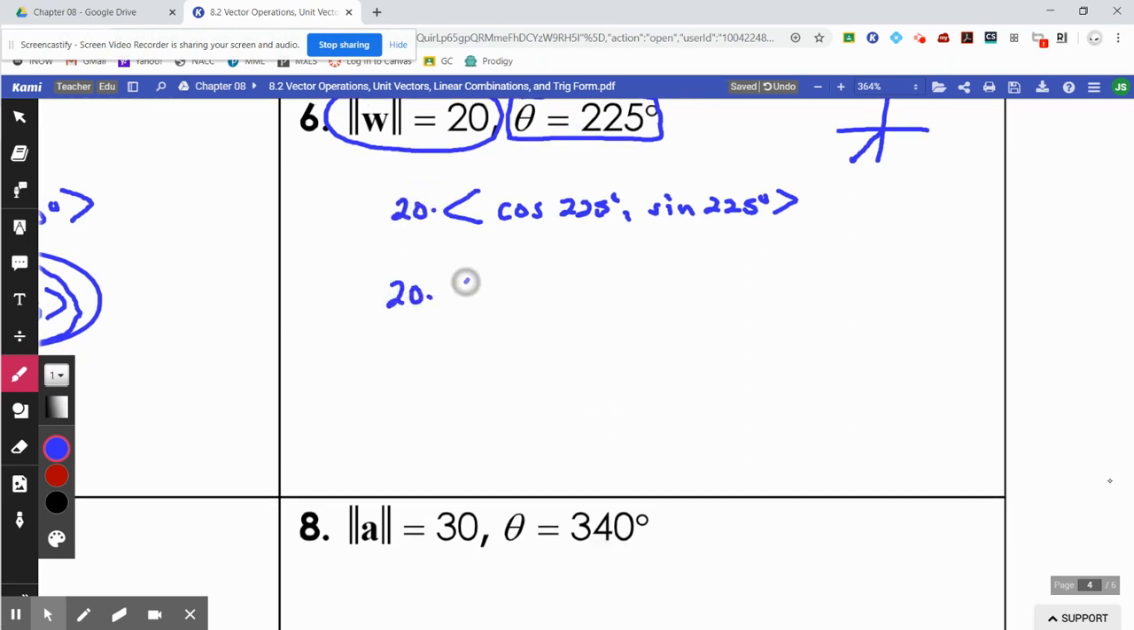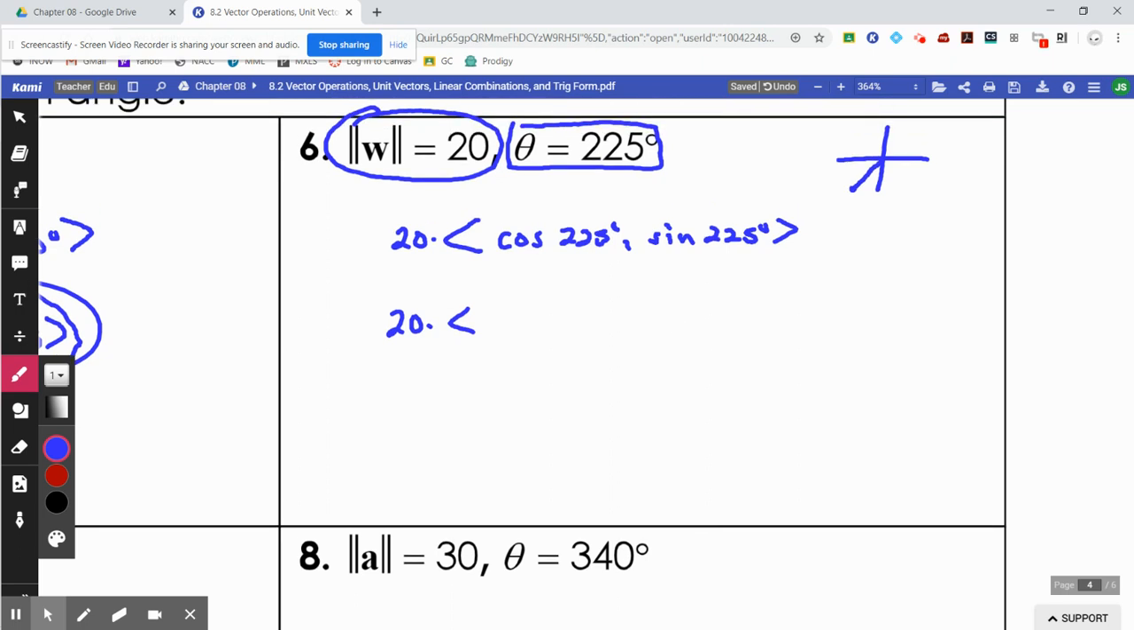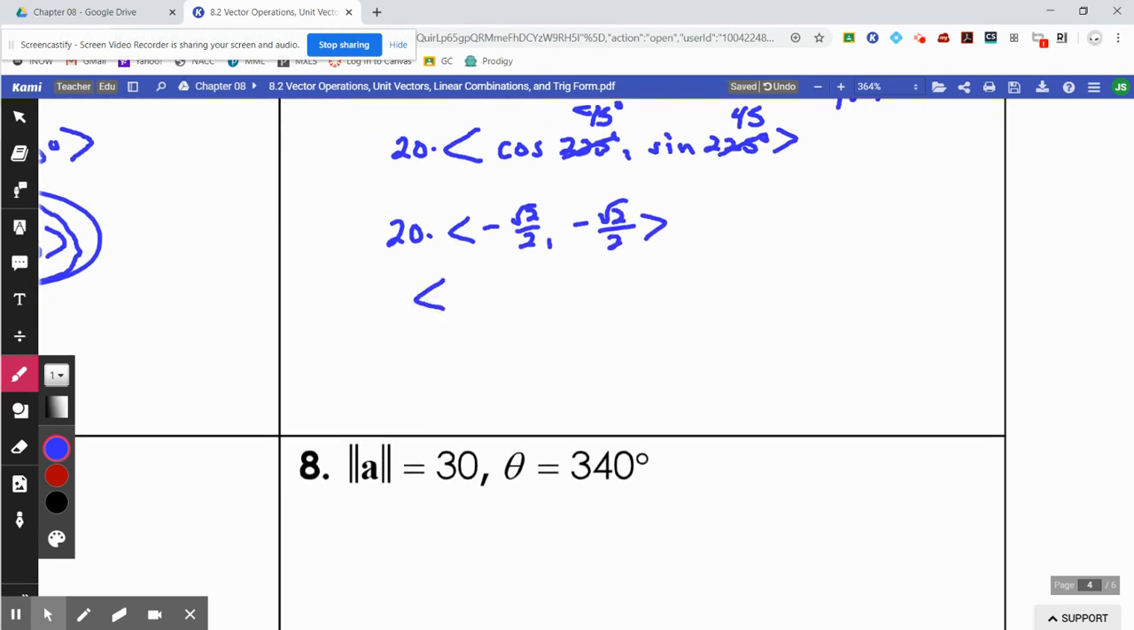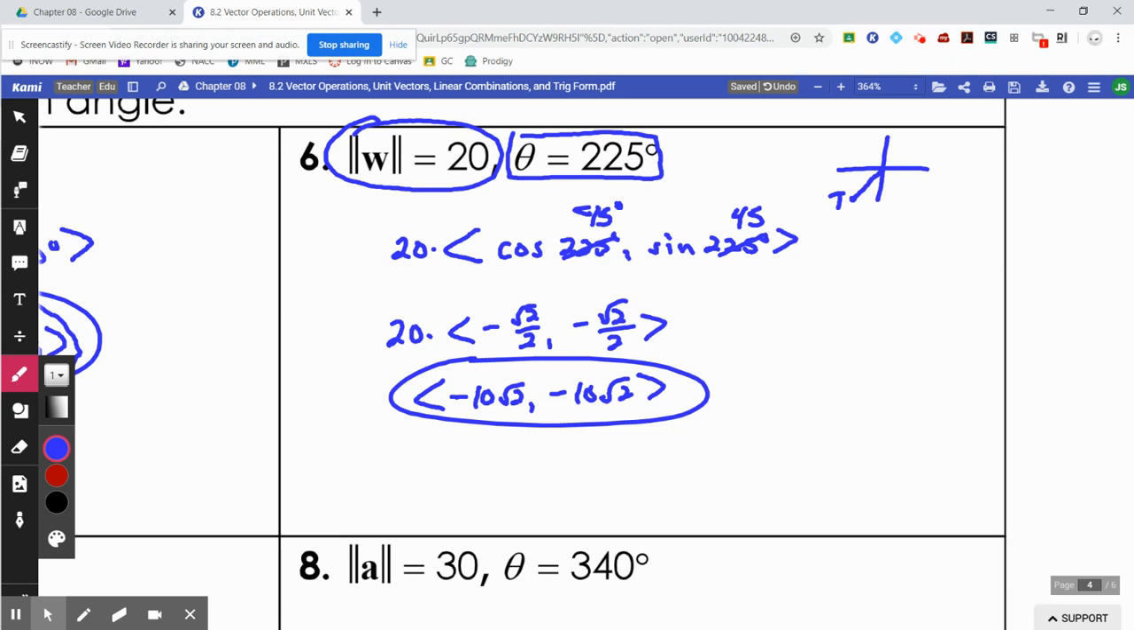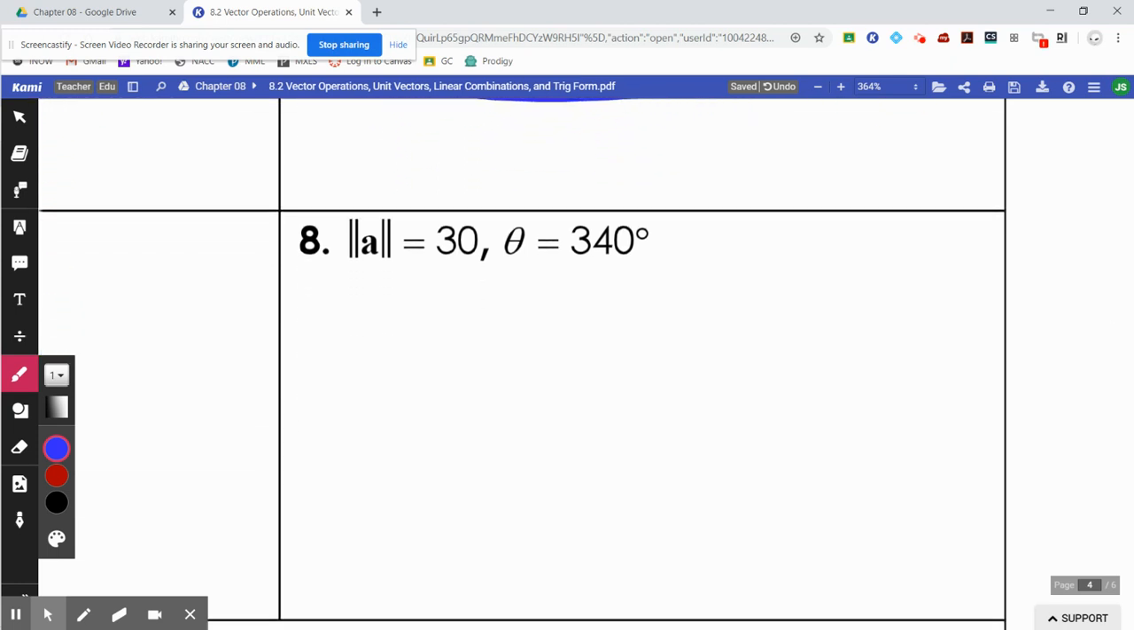So that'd be 20 times cosine of 225. All students take calculus. Both cosine and sine are going to be negative. The reference angles are going to be 45-degree angles. So that's going to be negative root 2 over 2, comma, negative root 2 over 2. Distribute that 20 out, and that gives you negative 10 root 2, comma, negative 10 root 2. That should, again, have a length of 20 and a direction of 225. And you do see that if you were to plot that, that would be in the third quadrant.